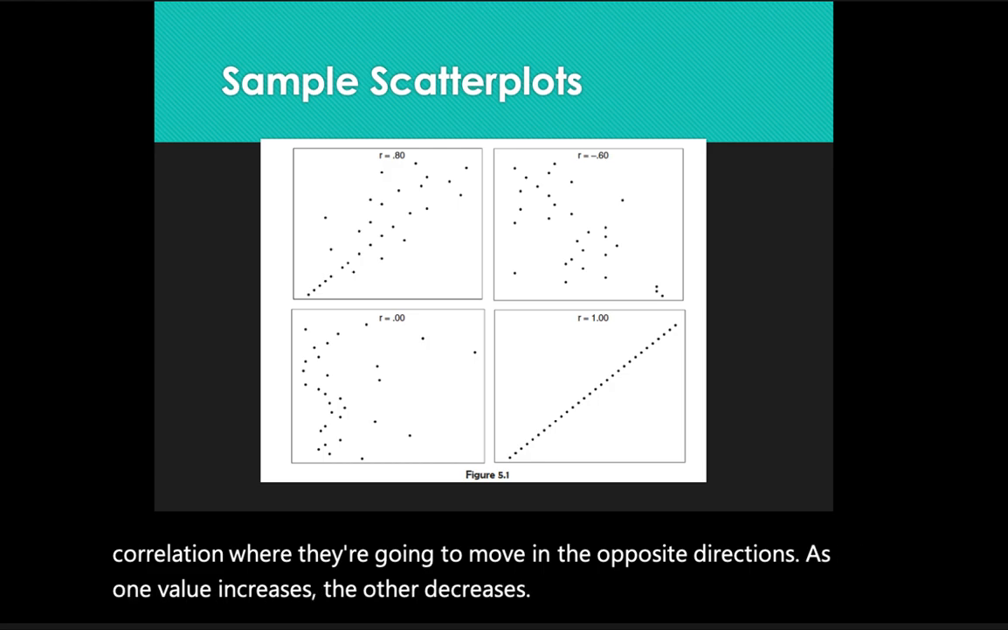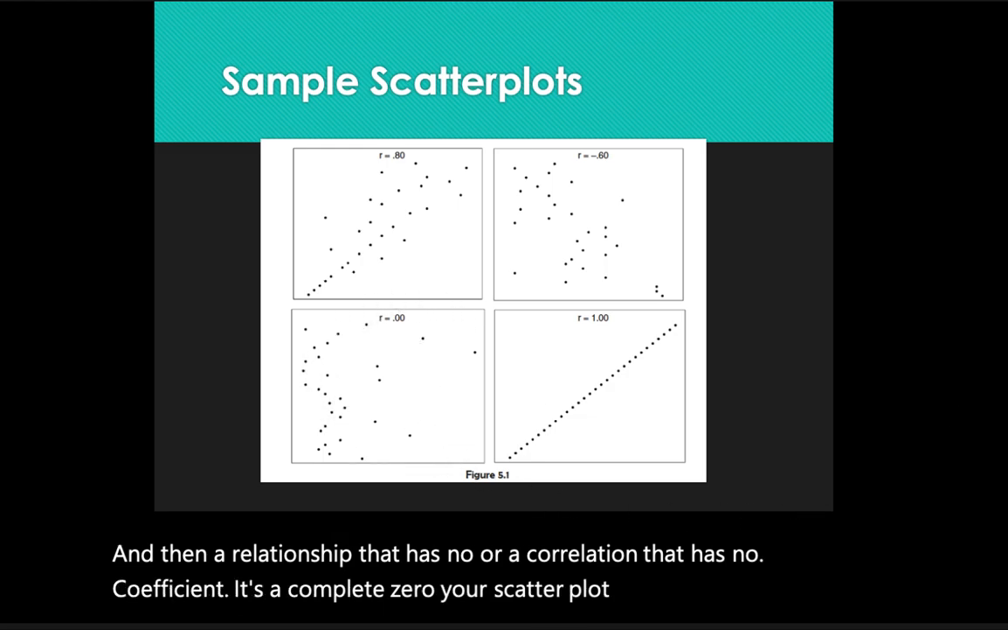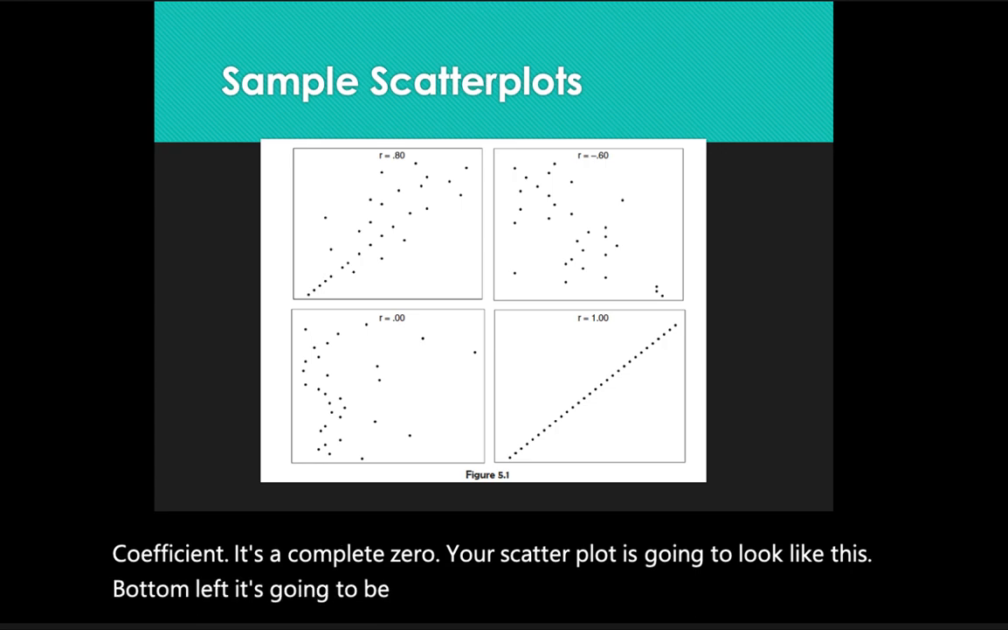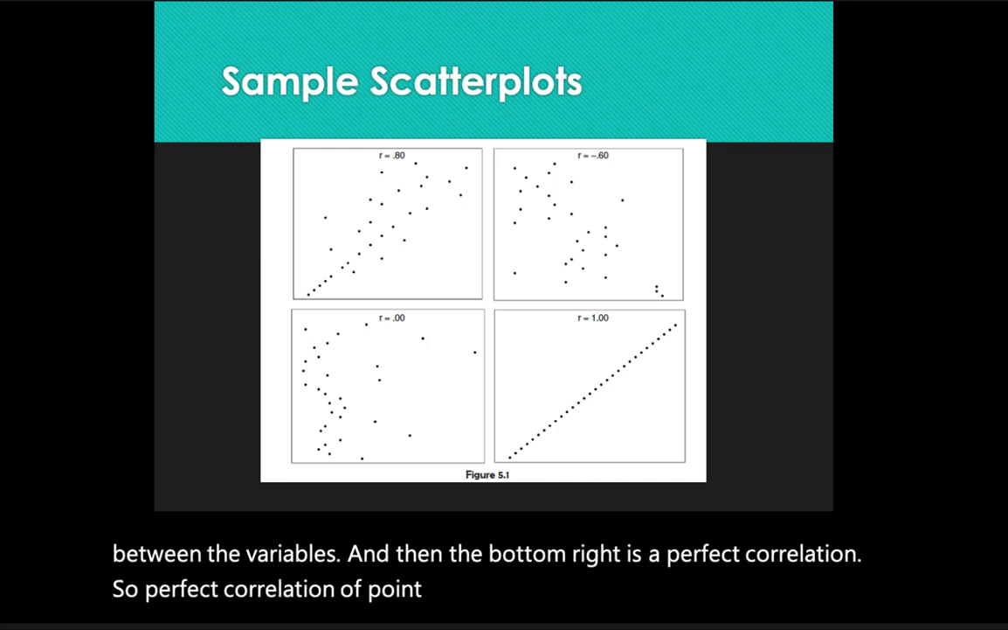And then a correlation that has no coefficient, a complete 0, your scatter plot is going to look like this bottom left. It's going to be all over the place. There's no relationship between the variables. And then the bottom right is a perfect correlation. So a perfect correlation of 1.0, where all of the data points fall in the exact expected line.